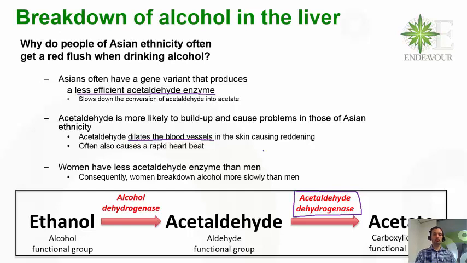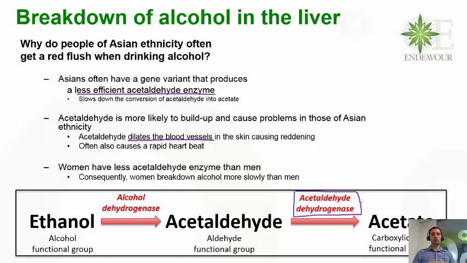Interestingly, in general, women also have less acetaldehyde enzyme than men, which basically means that women break down alcohol more slowly than men. The version of the enzymes that women have are still going to work as well, there just aren't as many of them. So the conversion from ethanol to acetaldehyde and then from acetaldehyde to acetate takes longer.